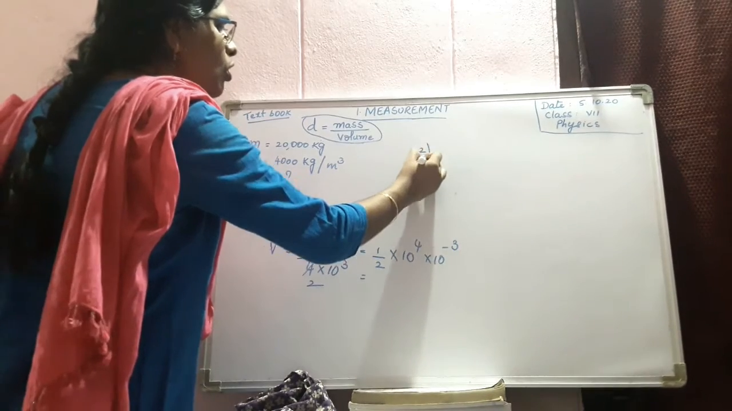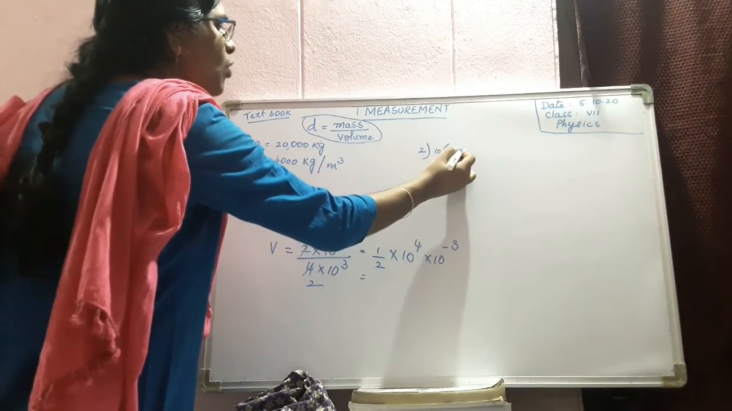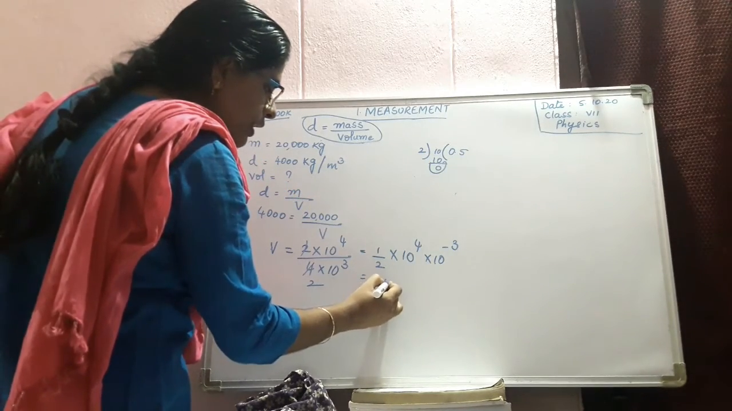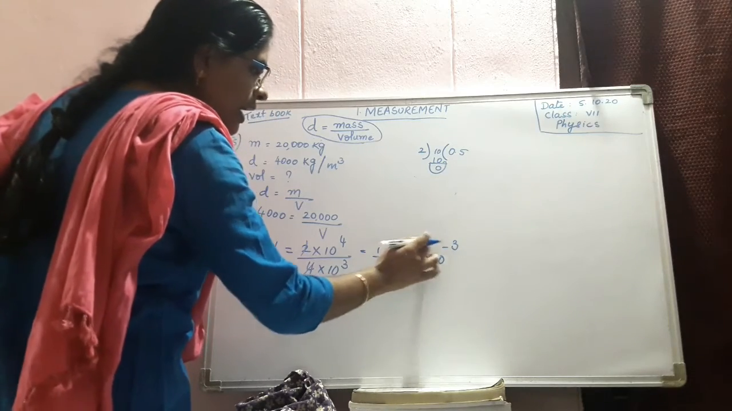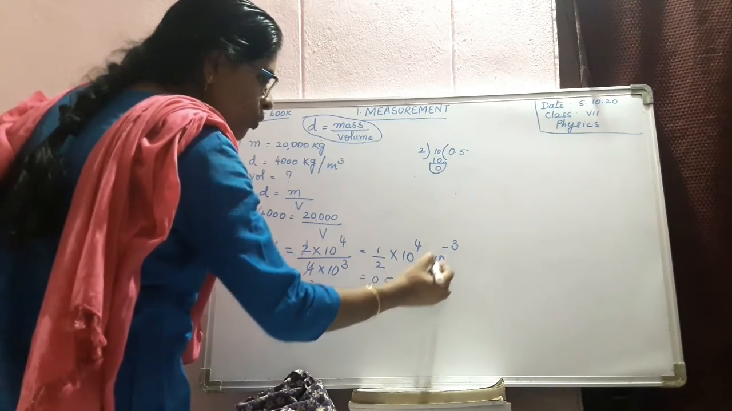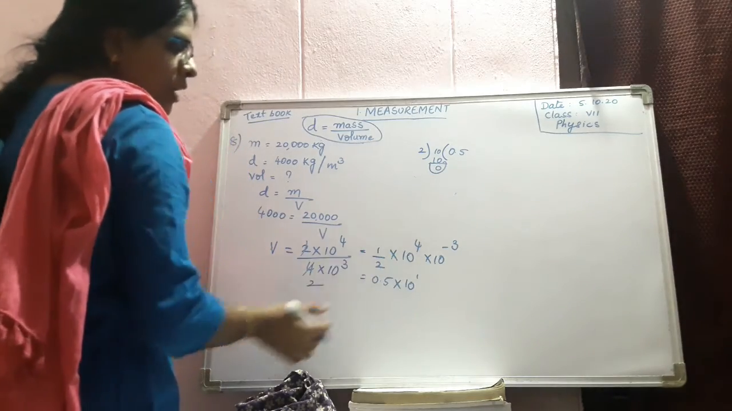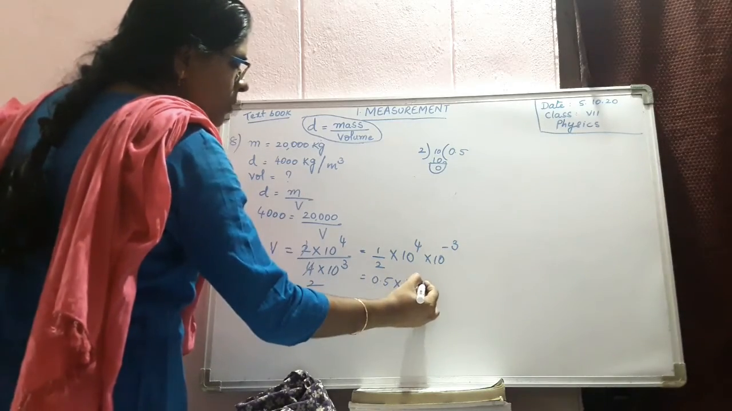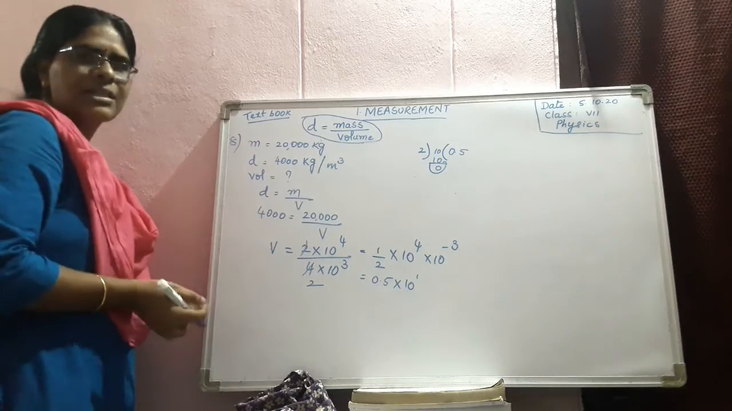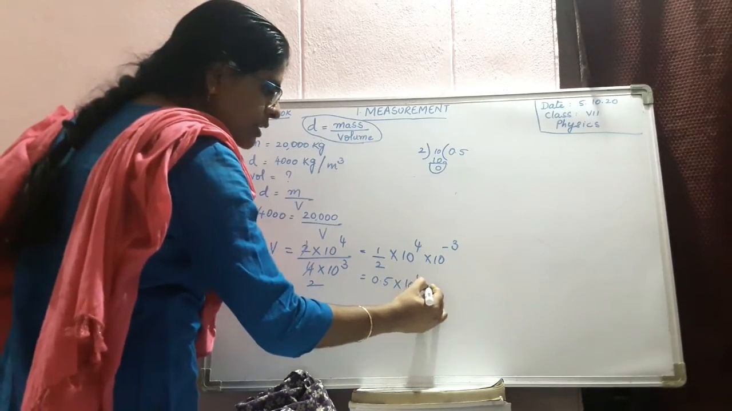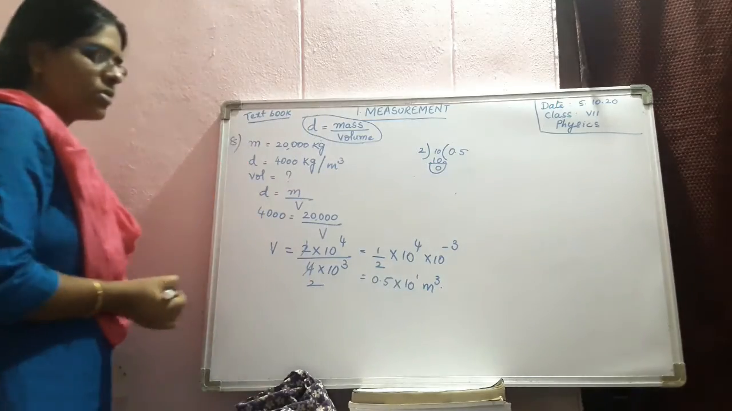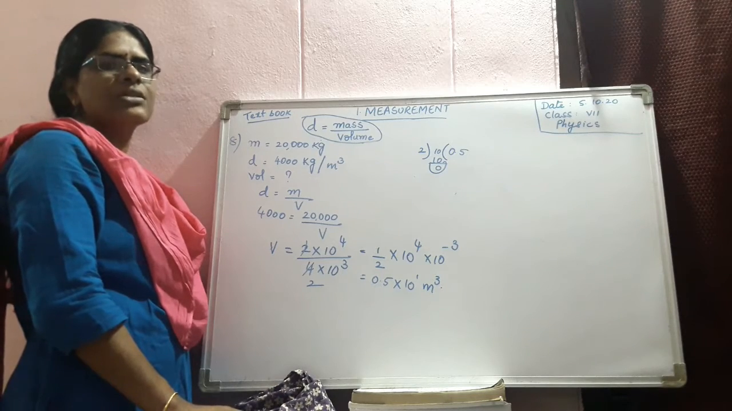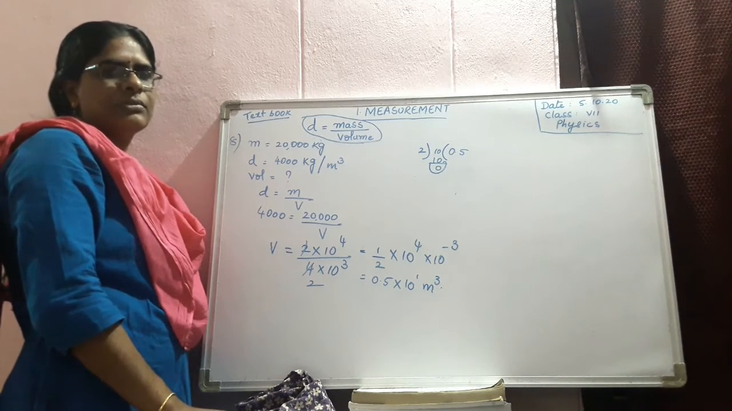1 by 2, how to divide? It is 0.5. The bases are same, so can I add the powers? 10 power 4 minus 3 is 1. 10 power 1 is 10 only. This is the volume. How do we measure it in the MKS system? These are all in the MKS system only. Volume is meter cube. This is the way to solve problems based on density, children.